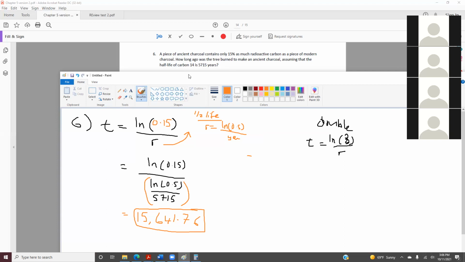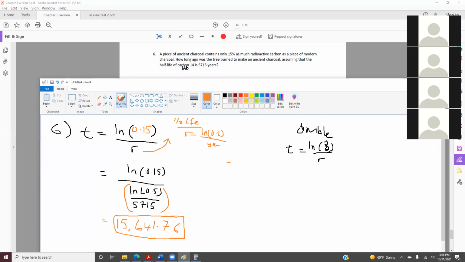This is what they do to figure out how old an artifact or an archaeology dig site is. So that's how they do it. Okay. Questions, anyone?